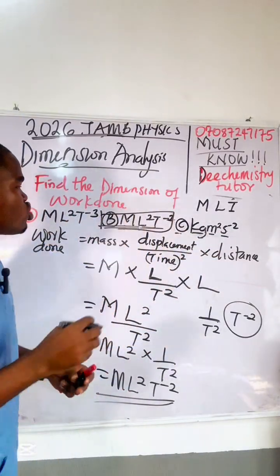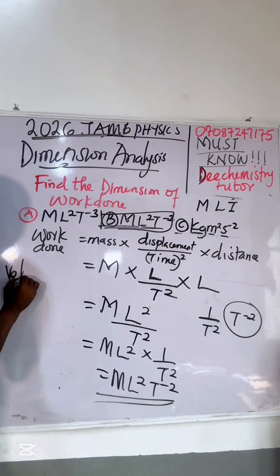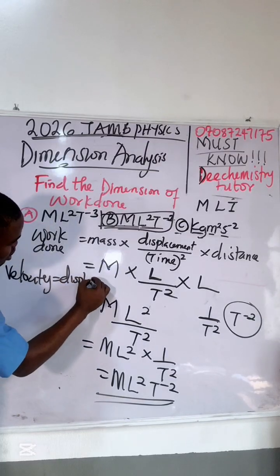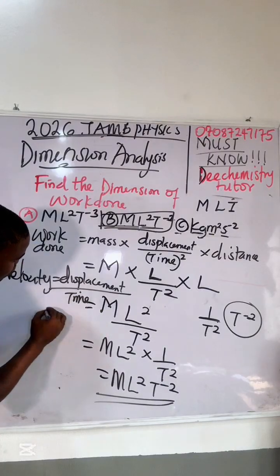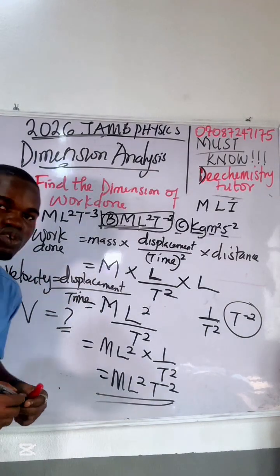So let me give you your own to solve. Find me the dimension of velocity. Since velocity, you already know, is displacement over time. Drop it in the comment section. What is the answer? What is the dimension, not the unit, the dimension of velocity? Drop it in the comment section.